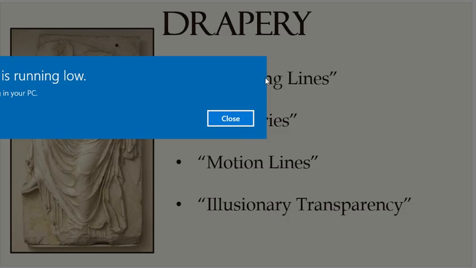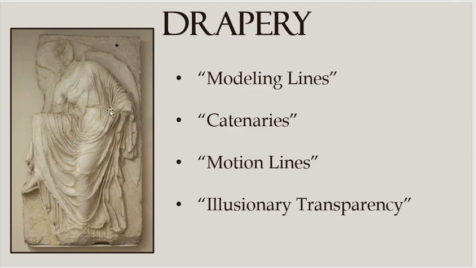So these modeling lines are used to emphasize bodily contours, like how it curves around her leg or around her arm. The catenary lines are used to create chains or bunches of folds, like how it's bunching up over her leg here. Motion lines were used to indicate stretched or flying material, like how it's flowing out behind her here. And then illusionary transparency made the fabric adhere to the wearer, like how it's really hugging her chest and hugging her legs.